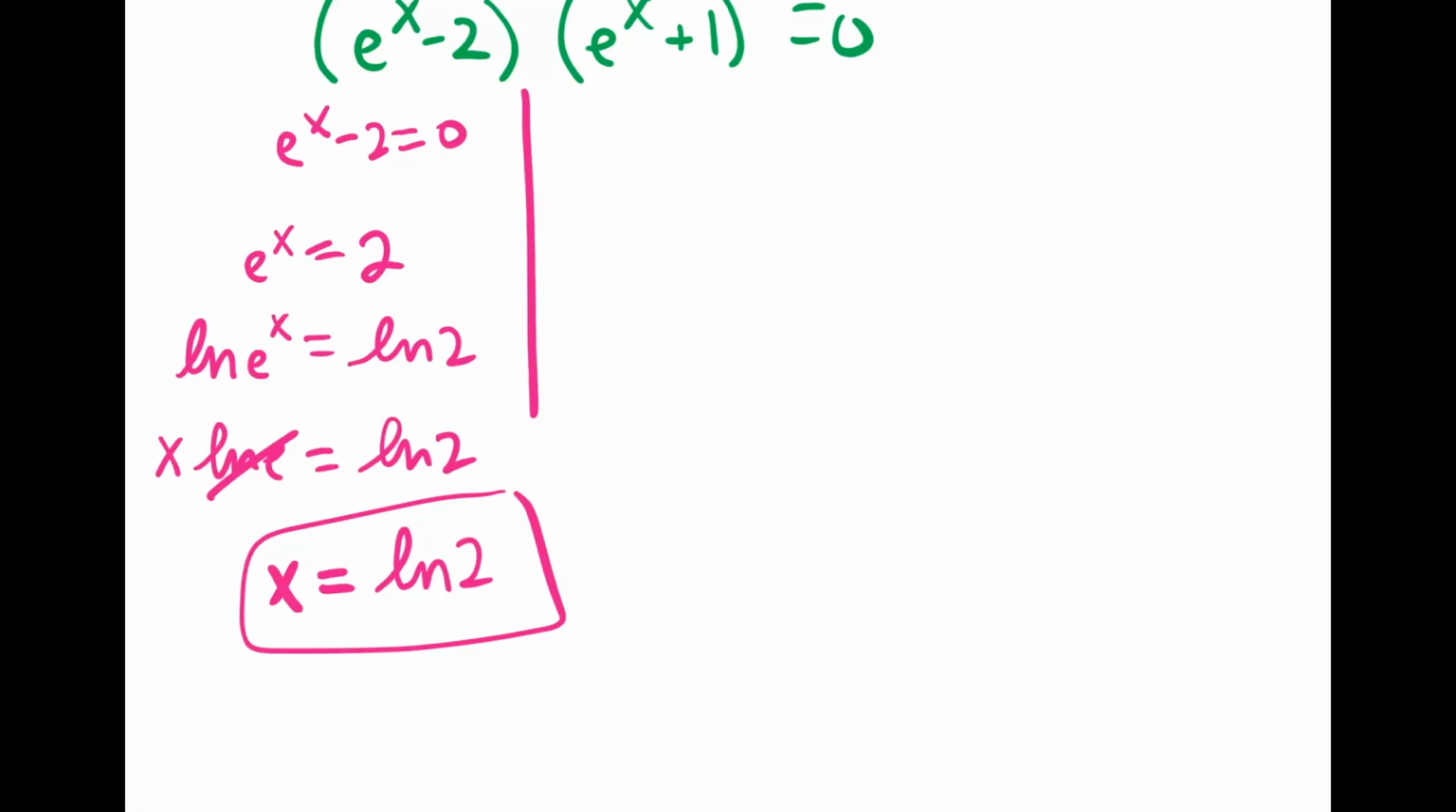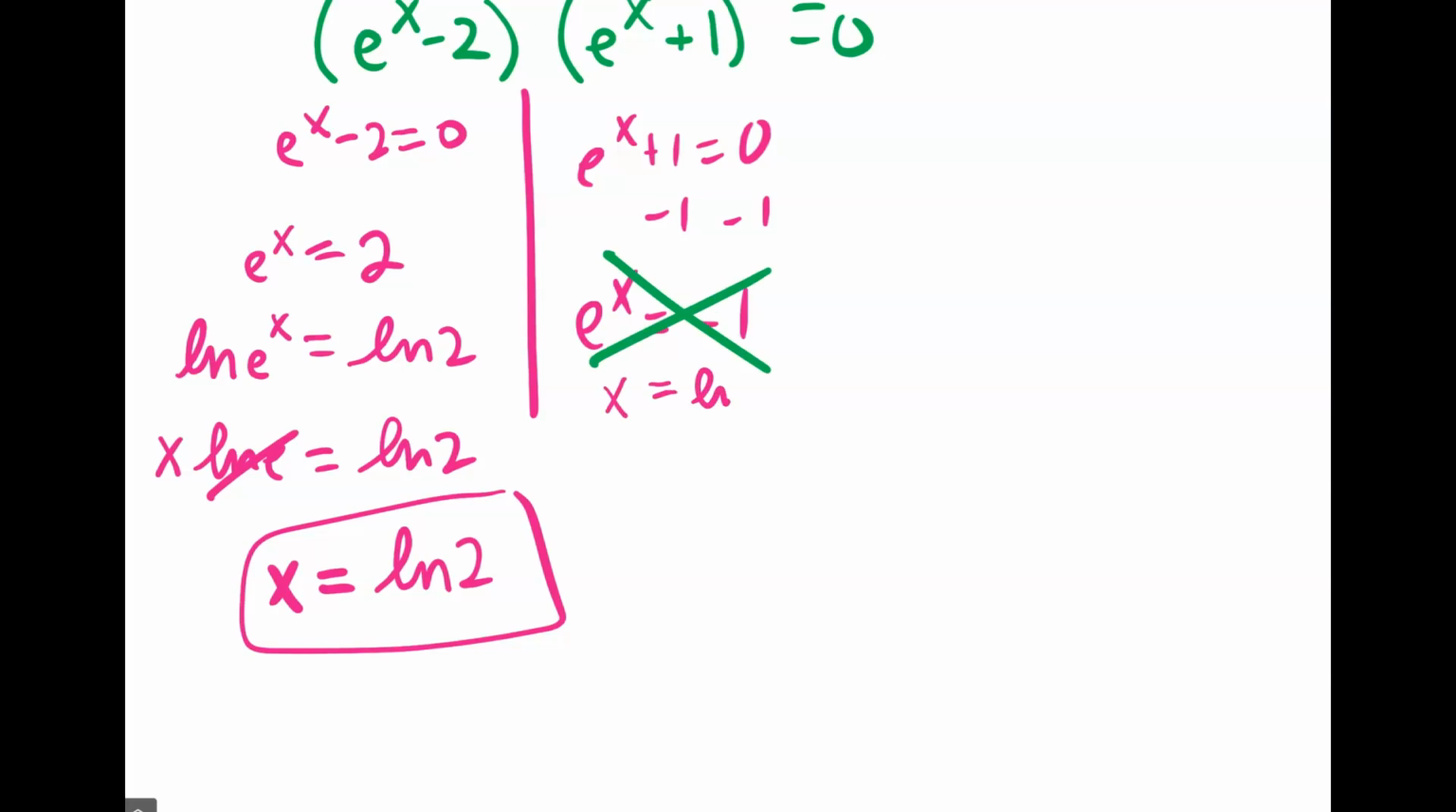For the other side, I set e to the x plus 1 equal to 0. Subtract 1. e to the x equals negative 1. Can e to the x ever be negative? No. And imagine you forgot that and said x is just ln of negative 1. That's also a big no, because you can't take ln of a negative number. So it's not giving you answers, you just cross it out. That's showing your work.